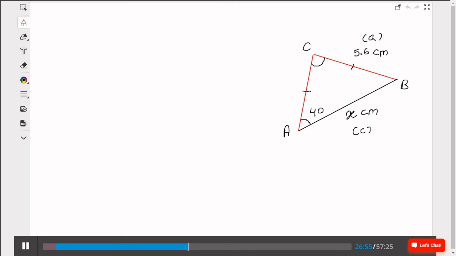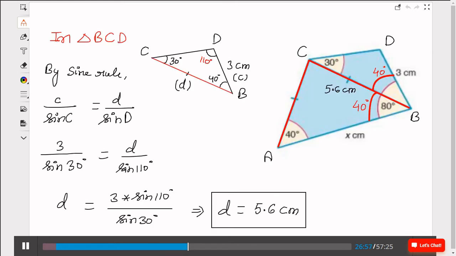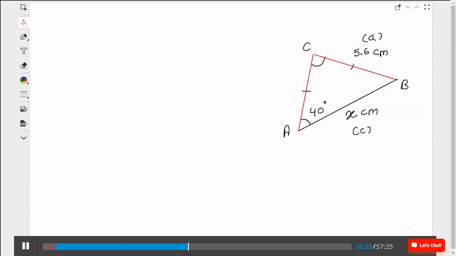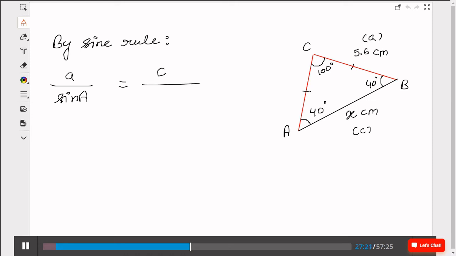So again by sine rule, we apply a over sine A is equal to c over sine C. Small a is 5.6. Sine of angle A is 40. c we have to figure out, that is x. Angle C is 100 degree.